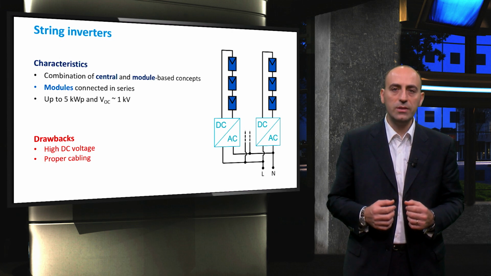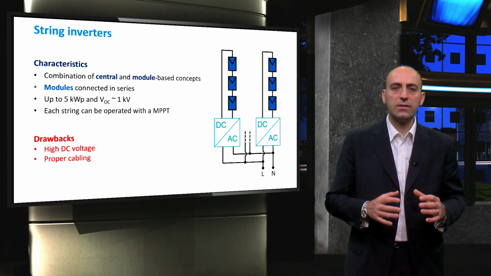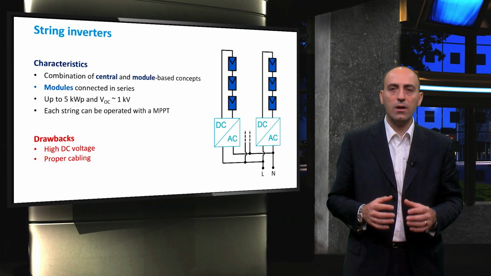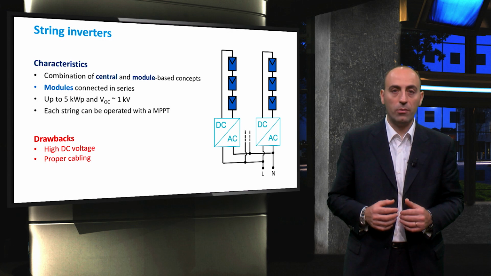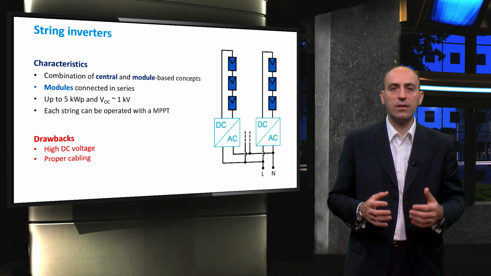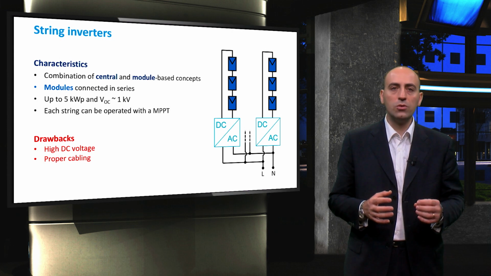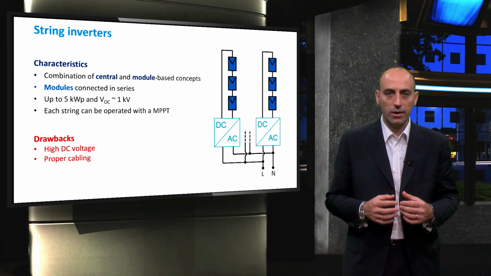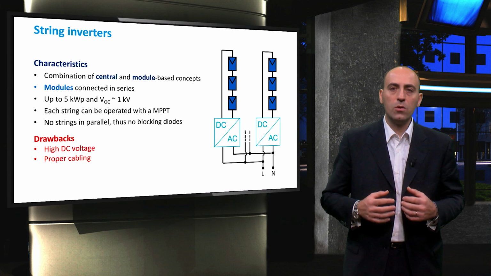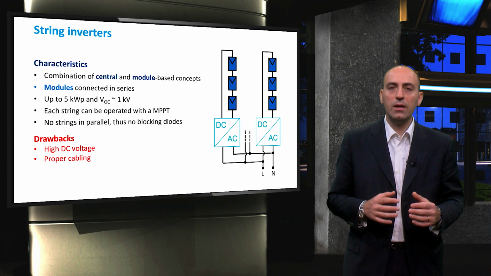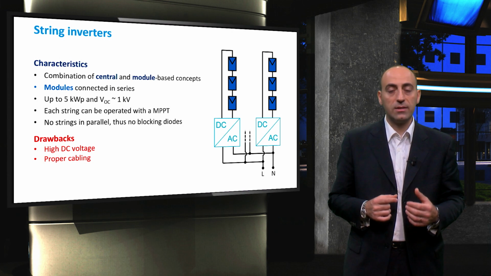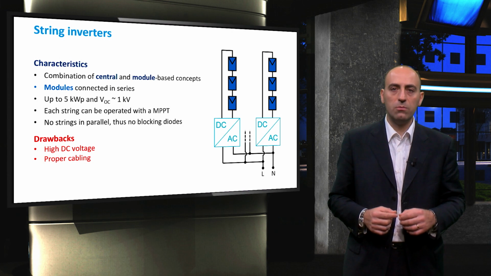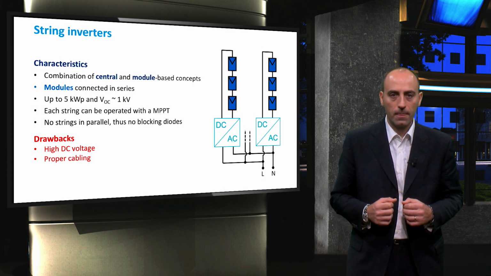Another important characteristic is that if each string has its own maximum power point tracker, then each string can independently operate at its maximum power point. Thus, partial shading and hotspots will occur only in modules inside the string because of unequal current and power sharing. Also, because no strings are connected in parallel, there is no need for blocking diodes as in the case of the central inverter, and as a consequence, the losses associated with these diodes are reduced.